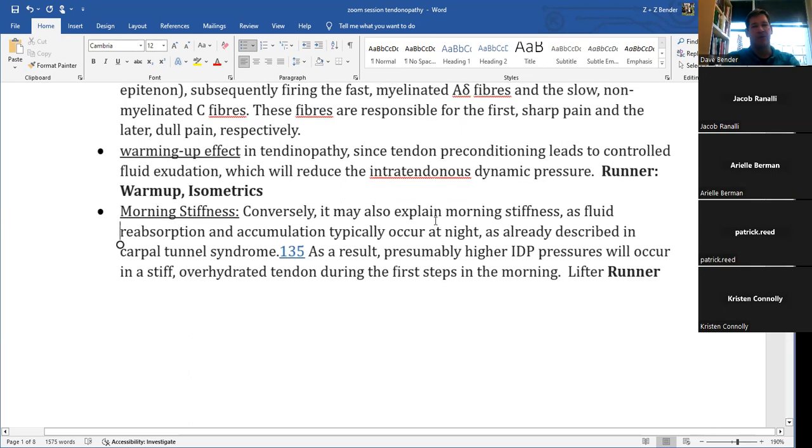And yeah, this is also talked about. Think about these people with tendinopathy having morning stiffness. It's an idea that fluid reabsorption and accumulation typically recurs at night. That's the classic carpal tunnel syndrome model: some of the tissues reabsorb this fluid, and around the tendon you get neural compression.